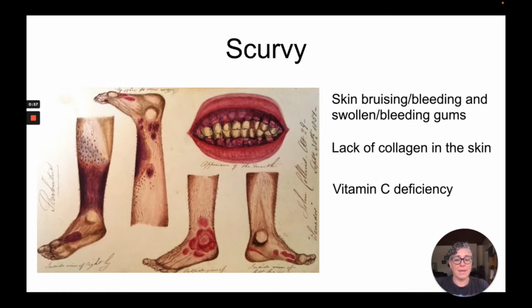Now, why does this happen? This is because there is a lack of collagen in the skin. Remember, vitamin C is going to be the basis of a protein in our skin called collagen that keeps it nice and elastic. Well, without the elasticity, any wound would just bleed. And so this is due to a vitamin C deficiency. In order to reverse this, just eat foods with vitamin C.